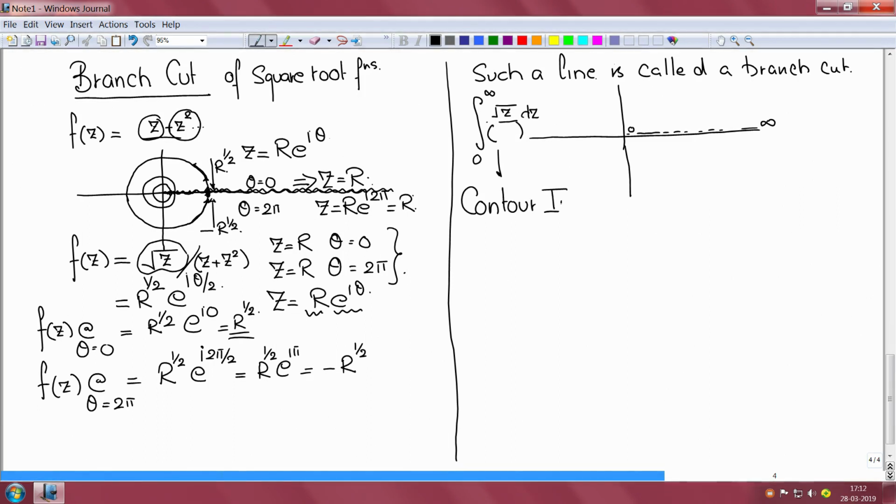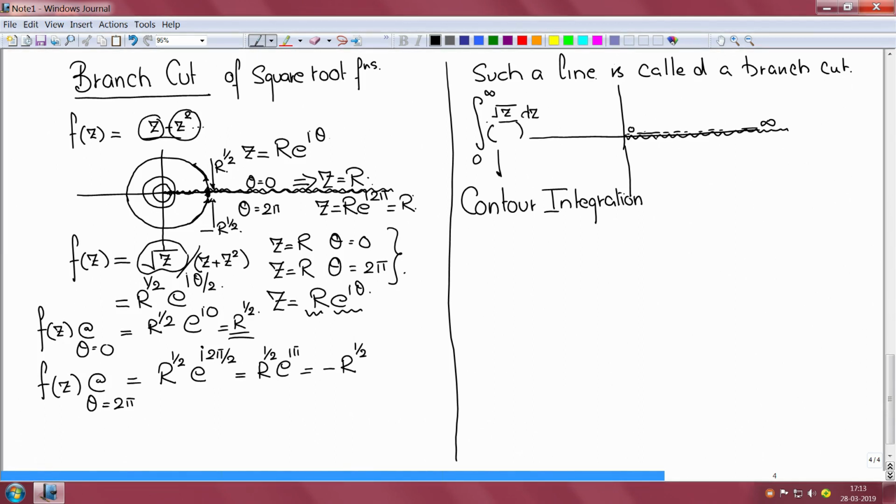I am going to use contour integration to evaluate it. So I need a closed contour. Now with respect to square root of z, this line cannot be crossed in trying to form a closed contour.